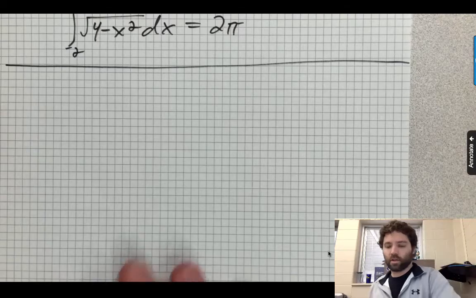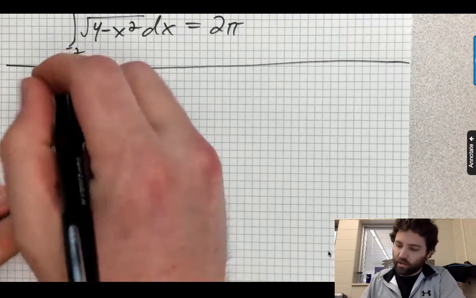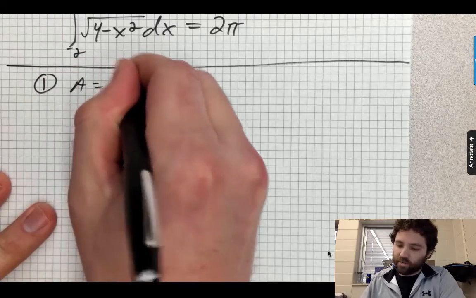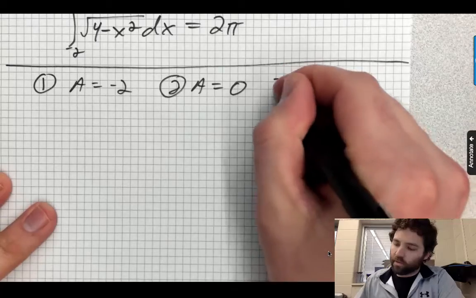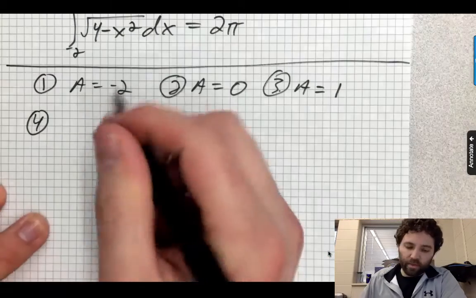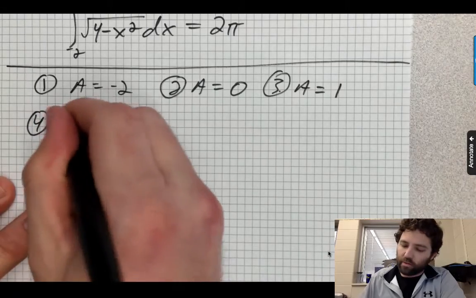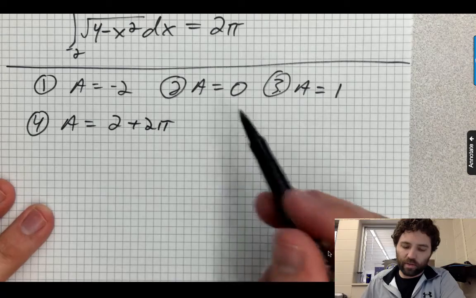So here are the answers. Hopefully you're coming back to the video now. In number 1, area is equal to negative 2. In number 2, the area is equal to 0. Number 3, the area is equal to 1. Number 4, this is sort of a tricky one. This one, the area is equal to 2 plus 2 pi, and that's because you lift the curve up 2 units.